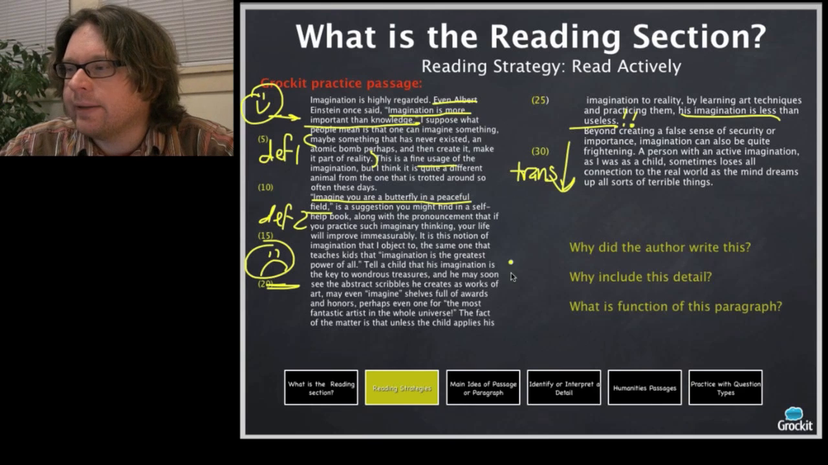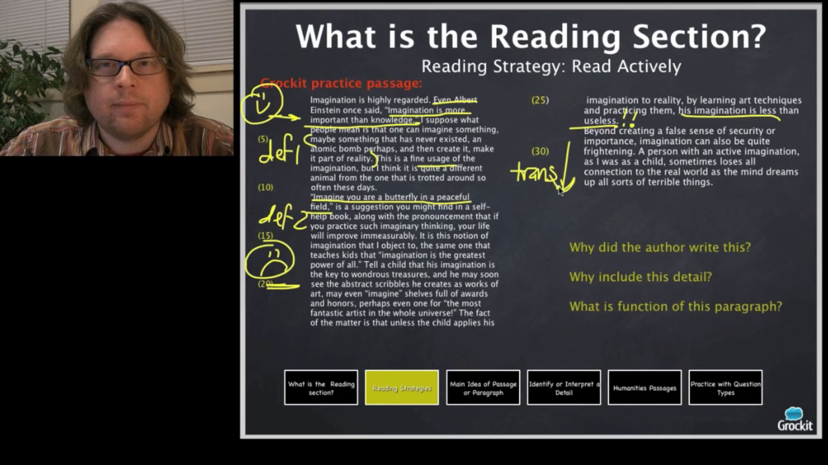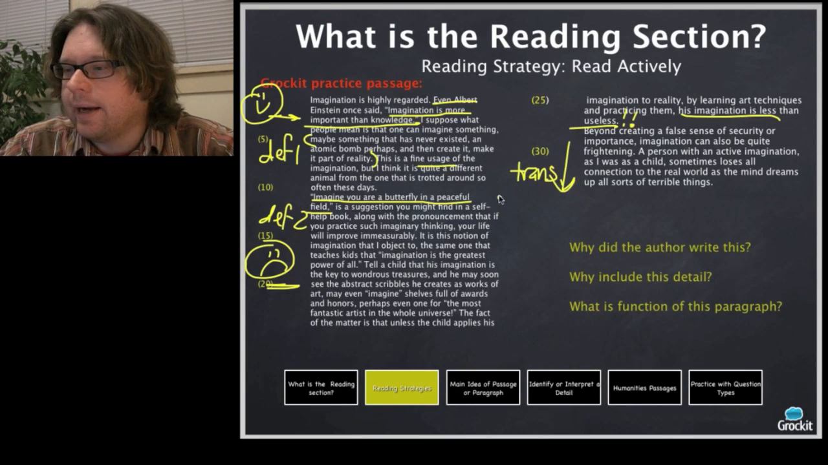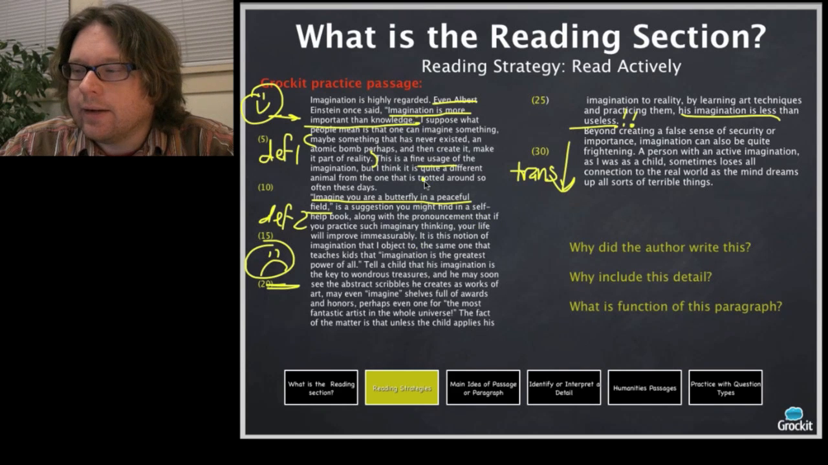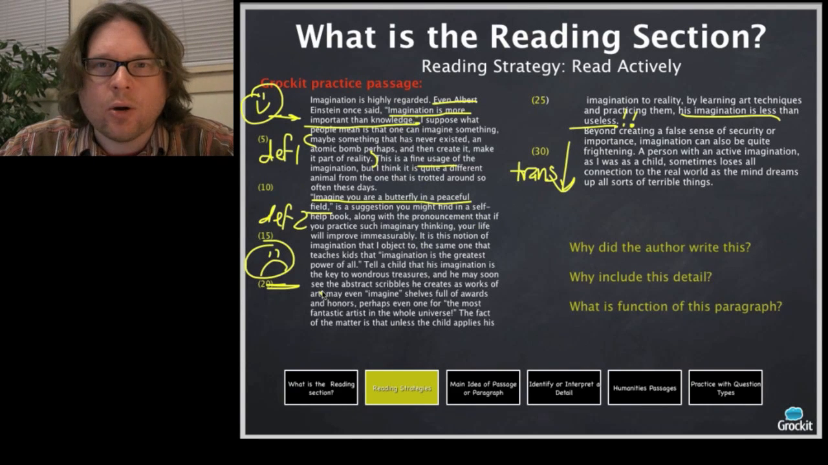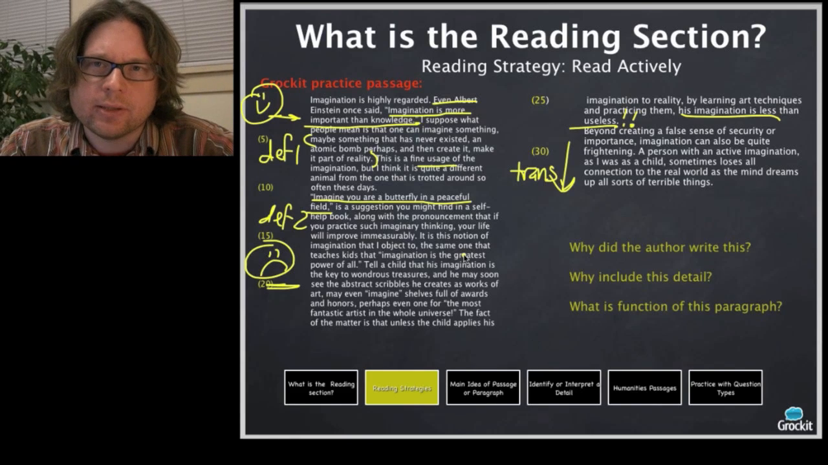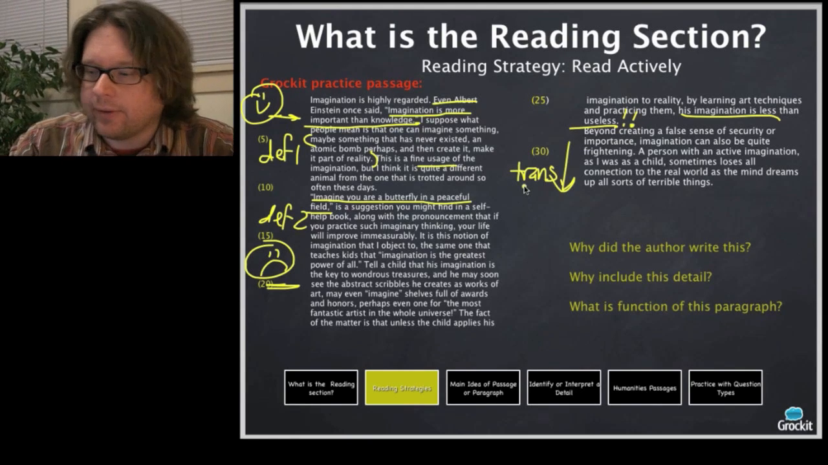So, why did the author write this? Clearly, we're leading up to some big downside of imagination. And by reading actively, looking for tone, getting a sense of purposes of paragraphs, we stay a lot more on top of what's going on in the passage.